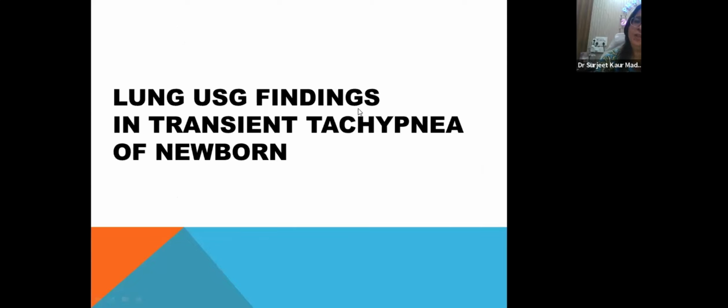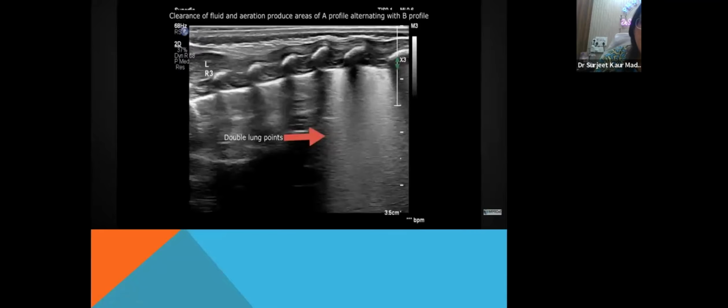Lung ultrasound helps in diagnosing TTNB and also in differentiating TTNB from RDS. In TTNB, you can see a double lung point. What it means: the pathology in TTNB is that there is fluid. So whenever there is fluid, it settles down. So the upper area is aerated. Aerated means there are more A lines and no B lines.